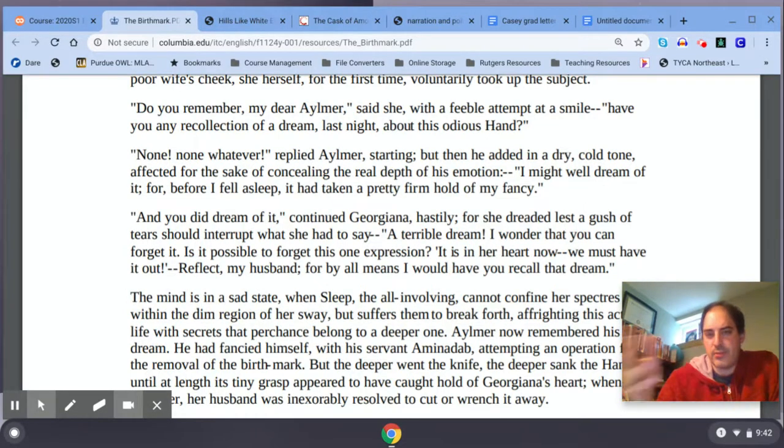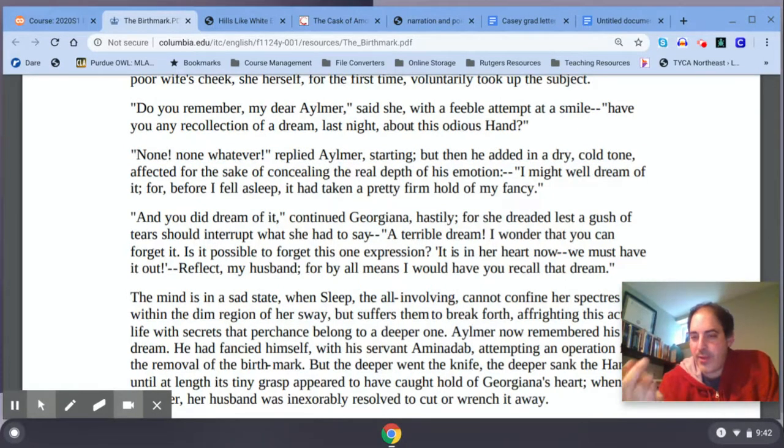She's like, did you have a dream about my birthmark last night, about the odious hand? She's got this hand-shaped birthmark on her cheek. And Aylmer's like, do you have any recollection? He's like, none whatever, replied. So this is him speaking. So what he says is, no, I didn't have a dream about it.